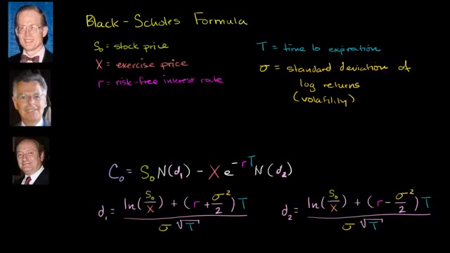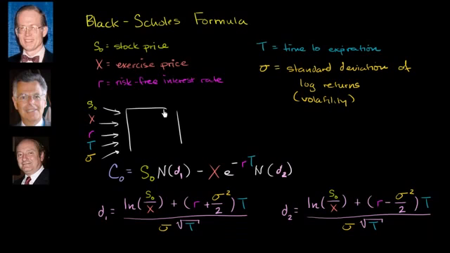In the last video, we already got an overview that if you give me a stock price and an exercise price and a risk-free interest rate and a time to expiration and the volatility or the standard deviation of the log returns, if you give me these things, I can put these into the Black-Scholes formula, and I will output for you the appropriate price for this European call option.